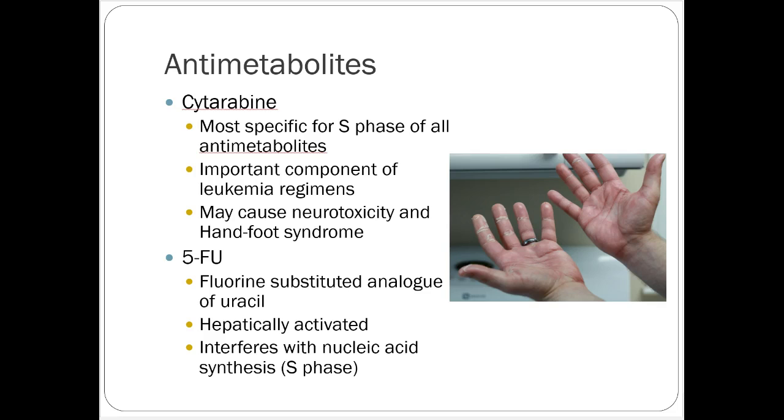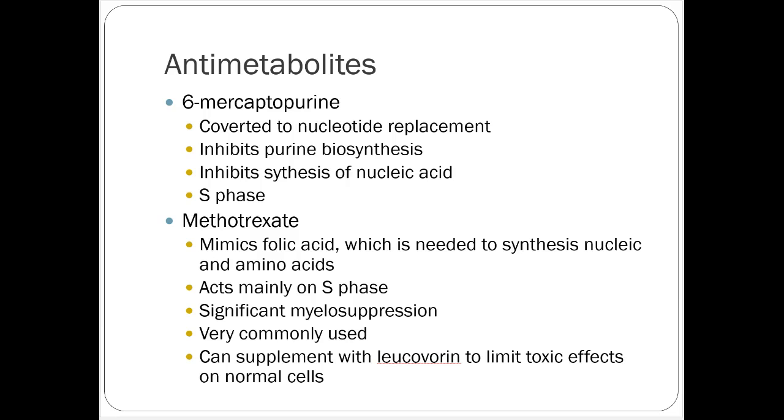Cytarabine is really specific for S phase. Think about the phases of the cell. The DNA synthesis phase, or S phase, makes the most sense for an antimetabolite to work, right? If you understand the concept of what an antimetabolite is, replacing a DNA base pair, you should be able to remember it works in the S phase. Cytarabine does cause some neurotoxicity, and it can cause this hand-foot syndrome that causes sloughing of the skin. 5-fluorouracil is another similar agent.